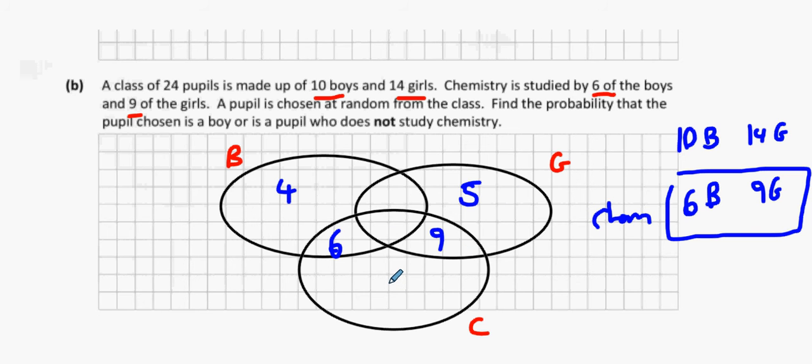Is that alright? Now, find the probability that the pupil chosen is... and there's a class of 24. So there's people on the outside that do none of these. Now, this diagram doesn't work. Why does it not work?